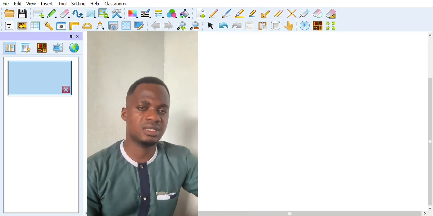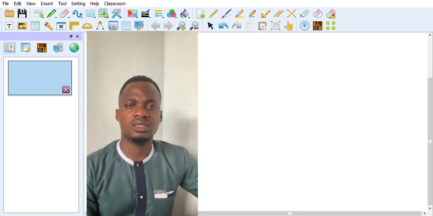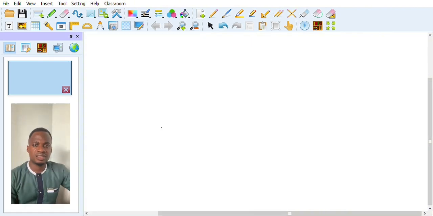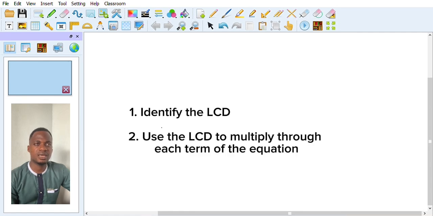For us to solve equations that involve fractions, we need to carefully look at all the denominators in that particular equation. There are three very simple steps to follow. The first is to identify the lowest common denominator, the LCD, which is the same thing as finding the LCM. You can call it LCM or LCD. The next thing is to use this LCD to multiply each term in the equation, and the last thing is to solve the resulting expression.